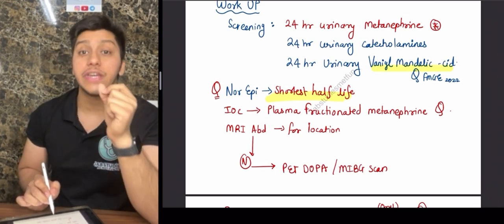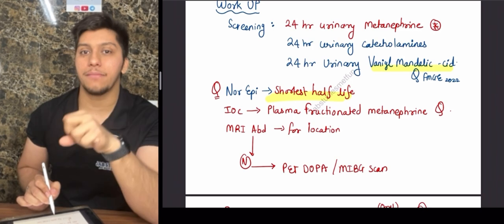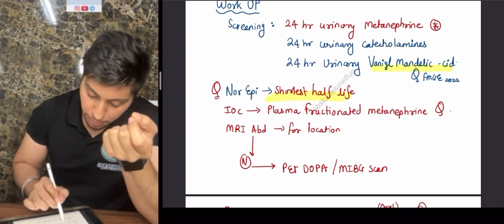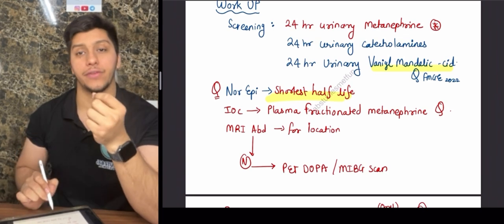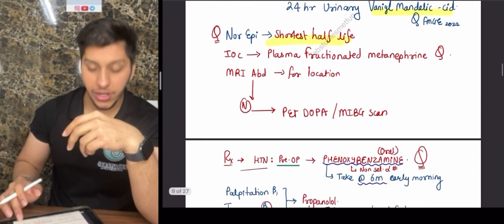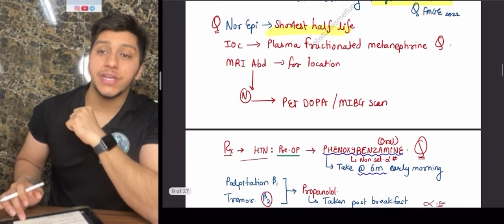So the investigation of choice to find the exact amount and to find the diagnosis is plasma fractionated metanephrine. Plasma fractionated metanephrine. So as I told you, this is the further algorithm. And now let us talk about the treatment.